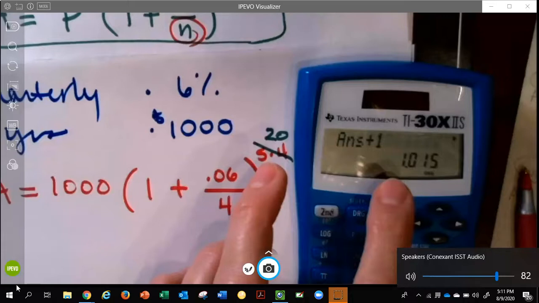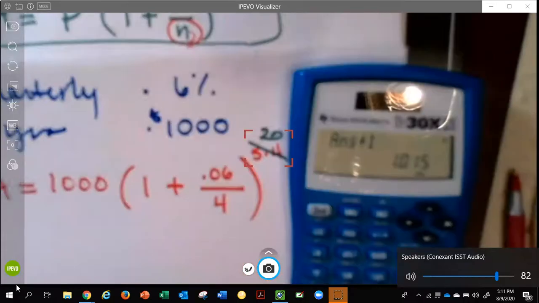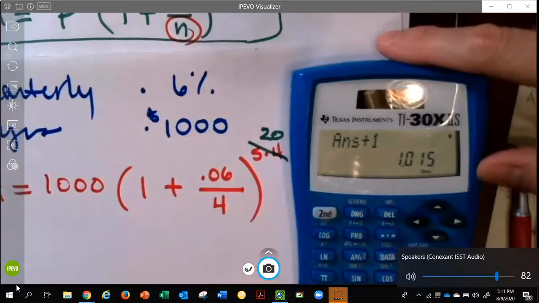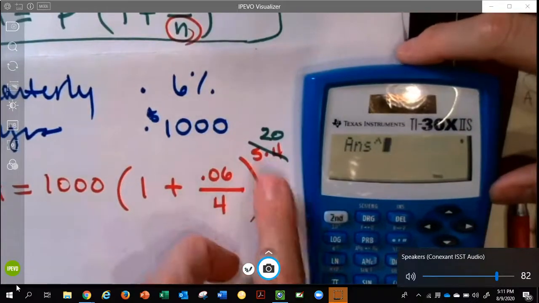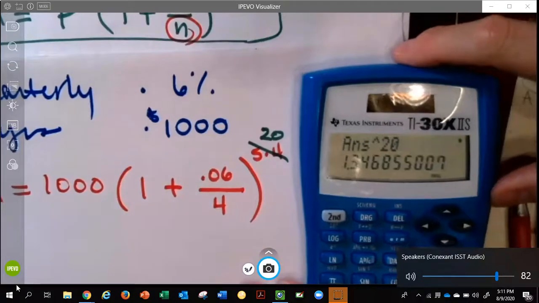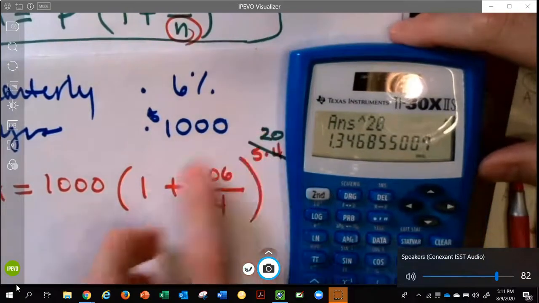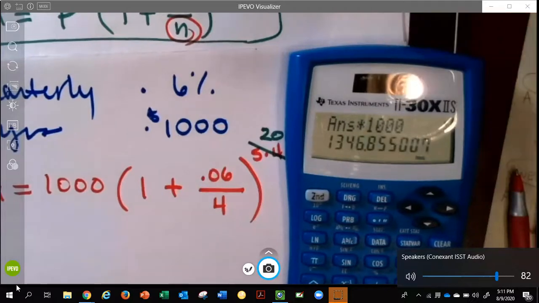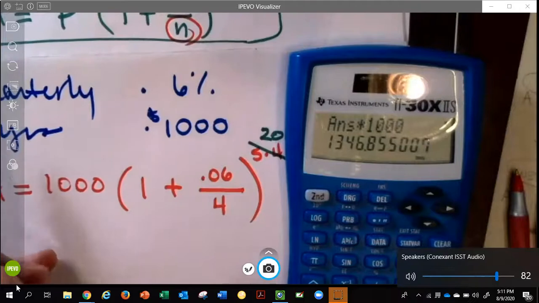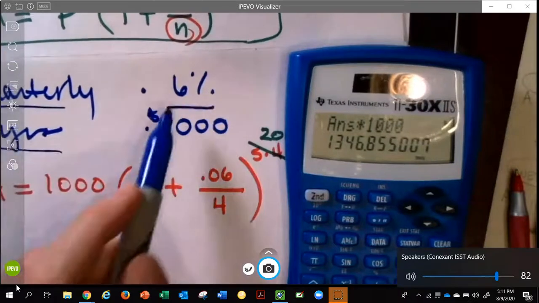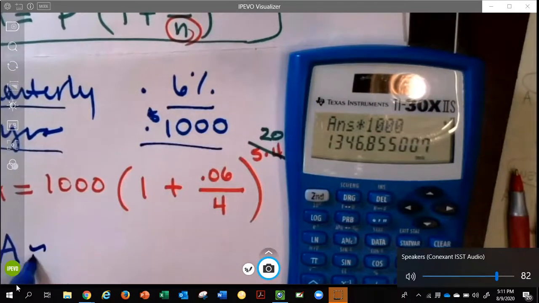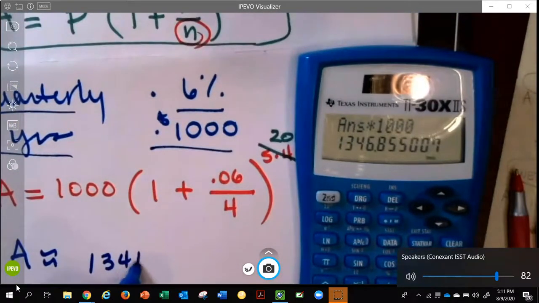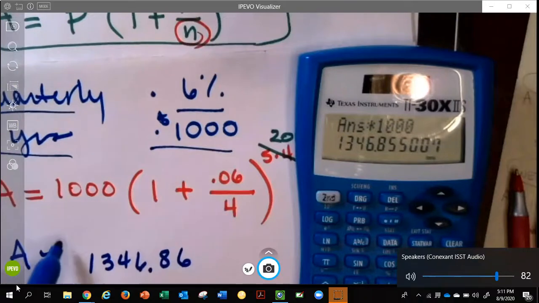And my focusing froze. Oh no. Okay, it's back. So now I'm going to hit it up to, what is it, 20, and hit equals. I need to do times 1,000, hit equals, and we're talking about compounding quarterly for 5 years, 6% interest for $1,000. We're going to have an accrued amount of about $1,346.86.